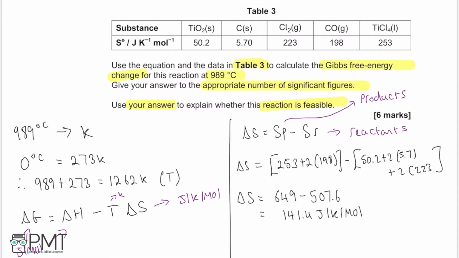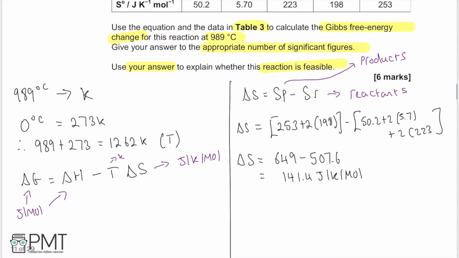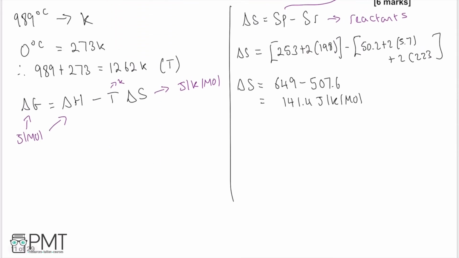Now we need to convert our delta H into joules per mole, and we do this by multiplying by 1000. This will give us a value of minus 60,000 joules per mole, which means that all of our values that need to be are in joules.